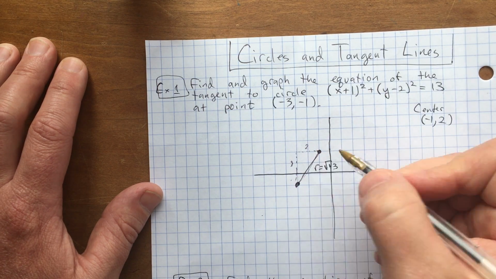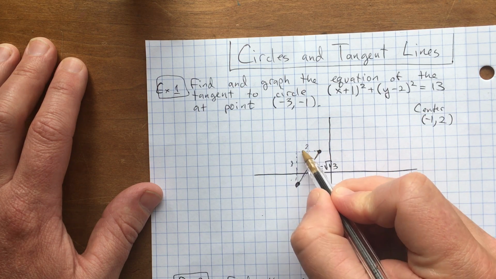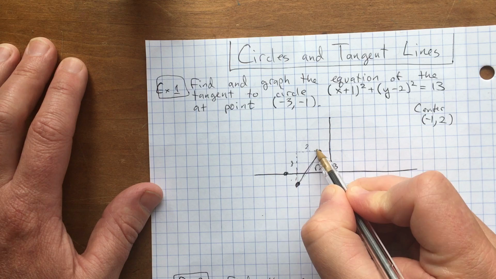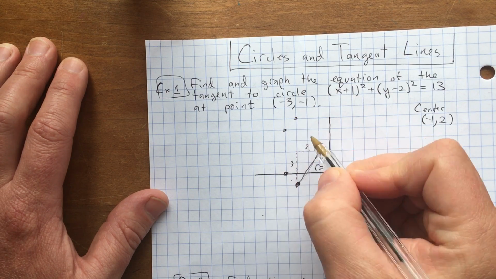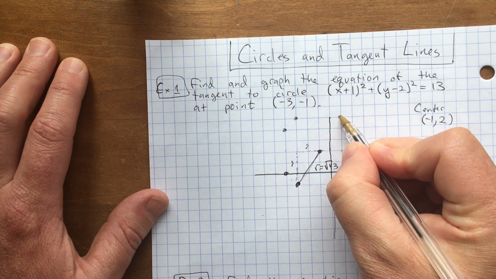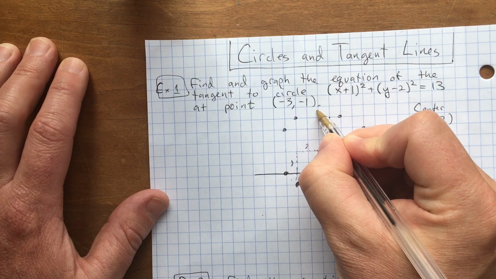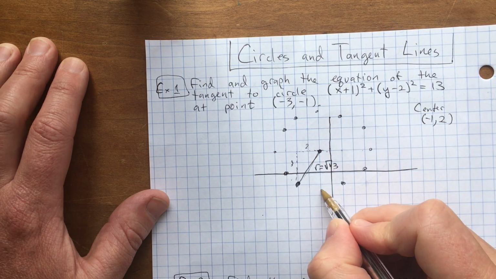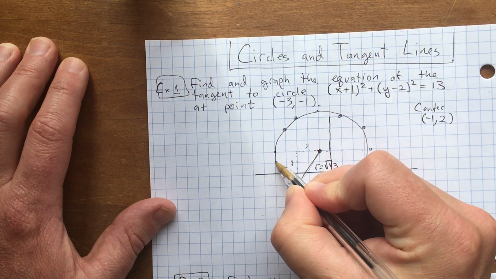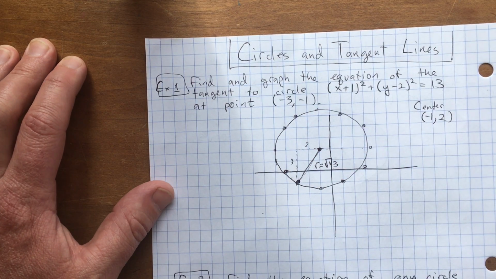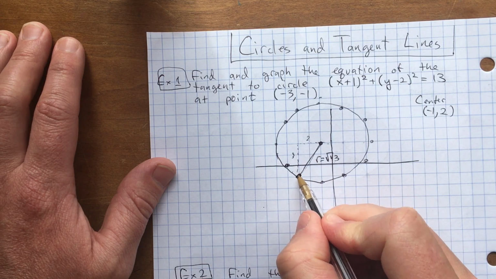So that means I could use groups of 2 and 3 to find all kinds of different points. Like if I go over 3 and down 2, over 3 and up 2, or over 2 and up 3, I can find a bunch of different points that are on the circle, and now I can make an approximation of what the circle is going to look like, like we practiced in the last video. So that's good enough.